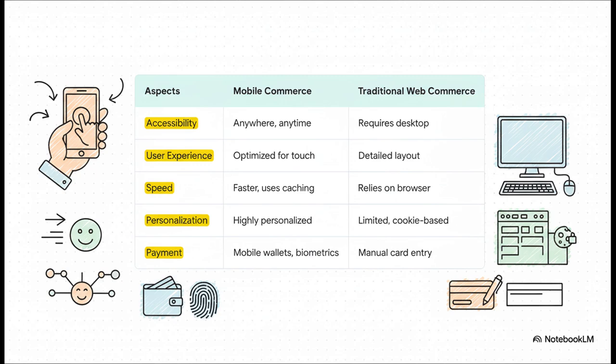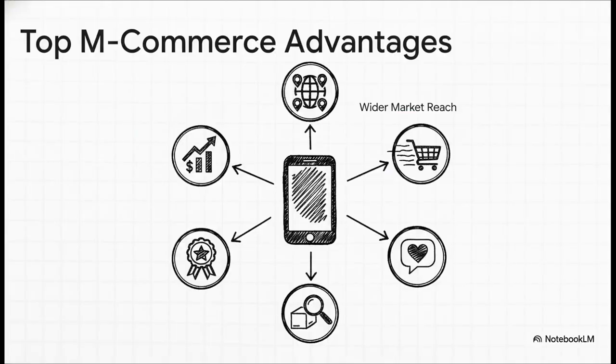This table lays it all out, crystal clear. Just look at accessibility. M-commerce is literally anywhere, anytime. Traditional websites, you're usually tied to a desk. The user experience on mobile is designed for your fingers, for quick taps and swipes. It's faster, too, because apps can store data right on your phone. And the personalization in payments? Things like one-tap checkout with Apple Pay or Face ID, they're just worlds ahead of typing in your credit card number on a website.